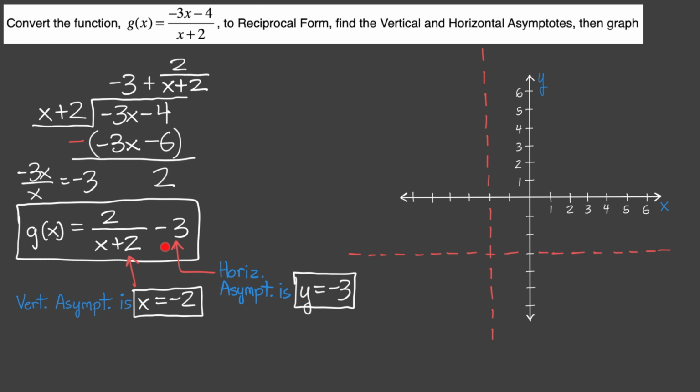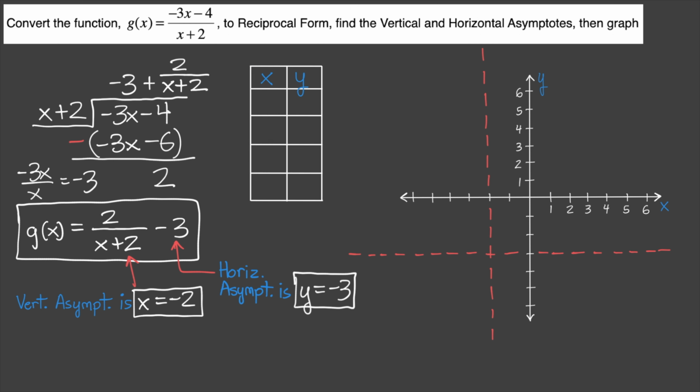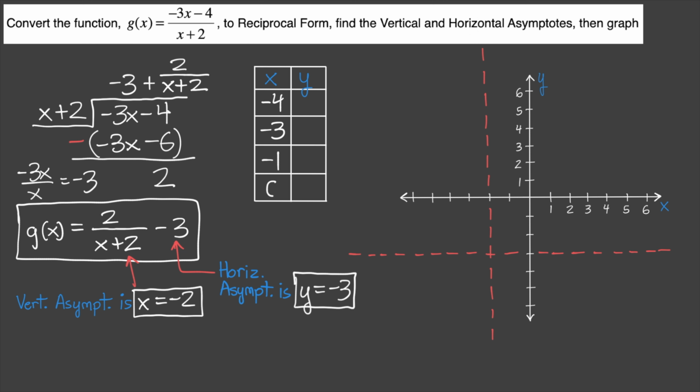So what we need to do now is make a t-chart of points to help us graph the rest of the function. Now, whenever you're choosing your x values, always choose x values that surround the vertical asymptote. So in this case, we have -2 here. So we're going to want to plug in -4 and -3, two values to the left, and two values to the right, so -1 and 0. So let's go ahead and put those values in our chart here. So -4, -3, those are two values to the left of -2, and then -1 and 0, which are two values to the right of -2.